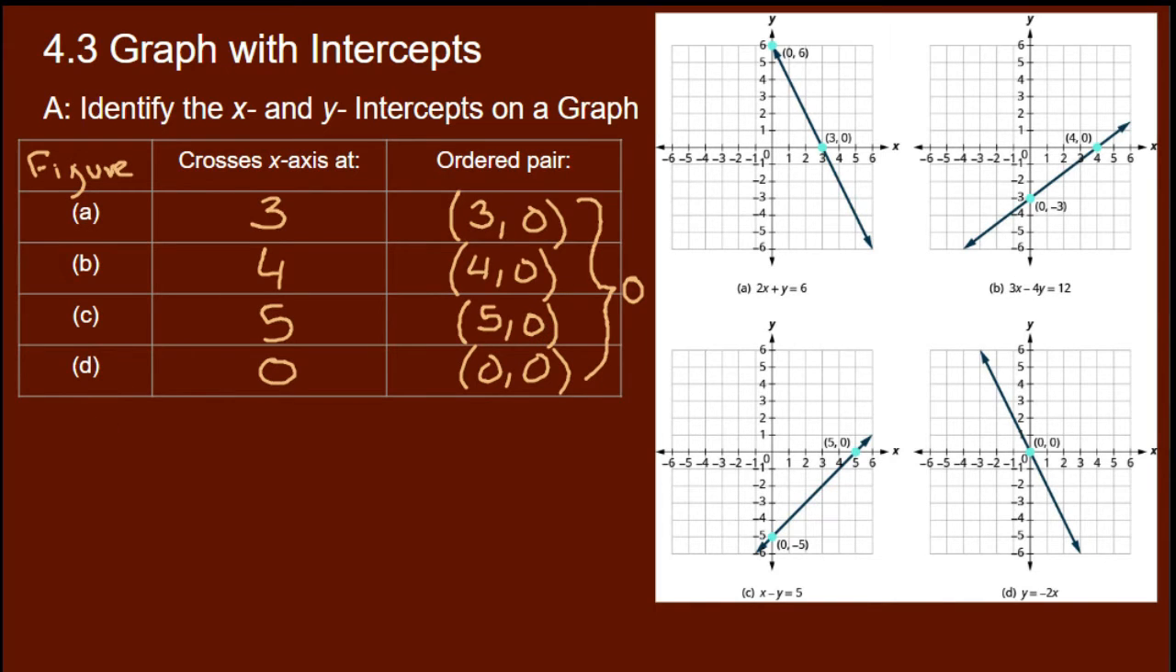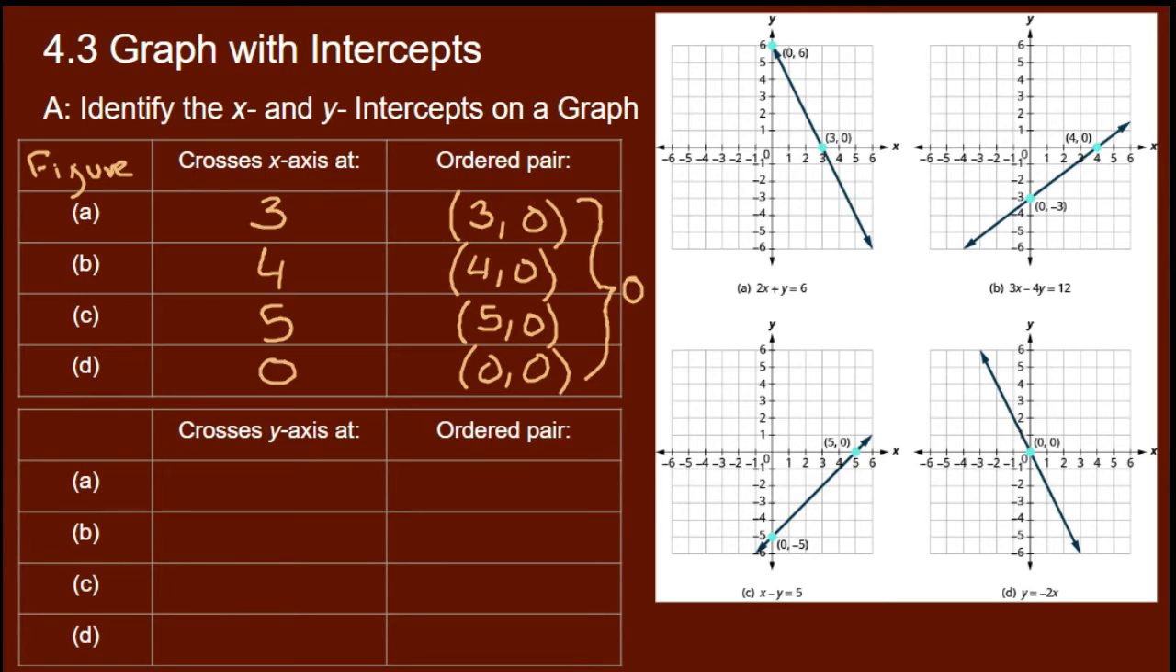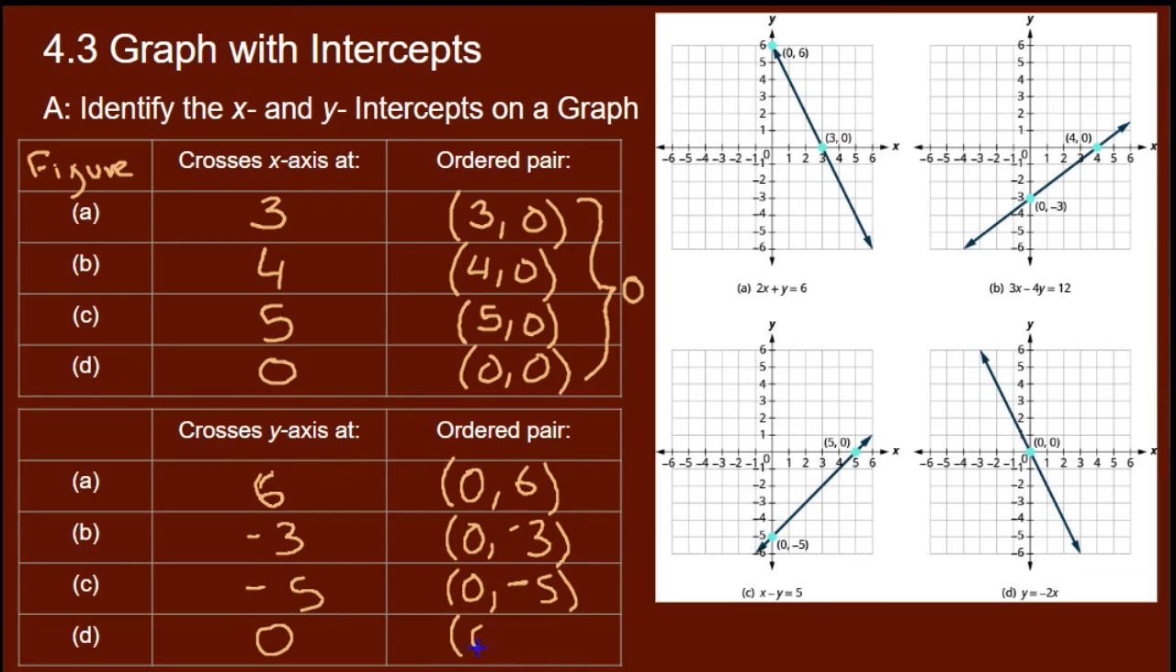Let's go ahead and look at the y-axes. A crosses the y-axis at 6, and the ordered pair is 0, 6. B crosses the y-axis at -3, and the ordered pair is 0, -3. C crosses the y-axis at -5, and the ordered pair is 0, -5. D crosses the y-axis at 0, and the ordered pair is 0, 0.